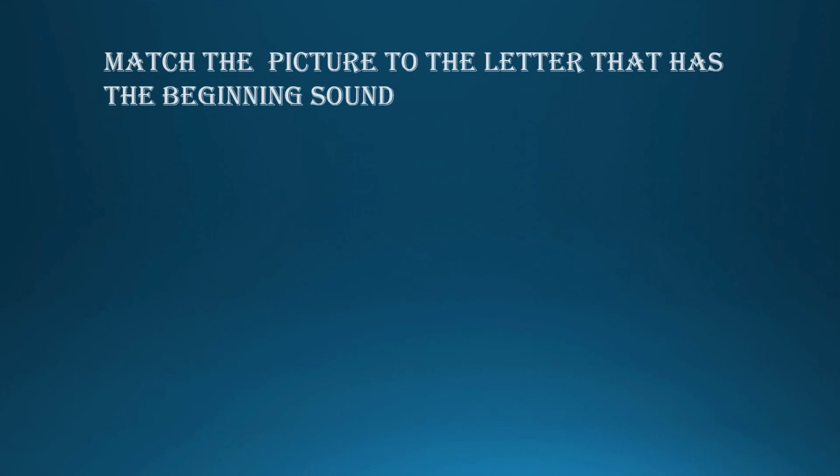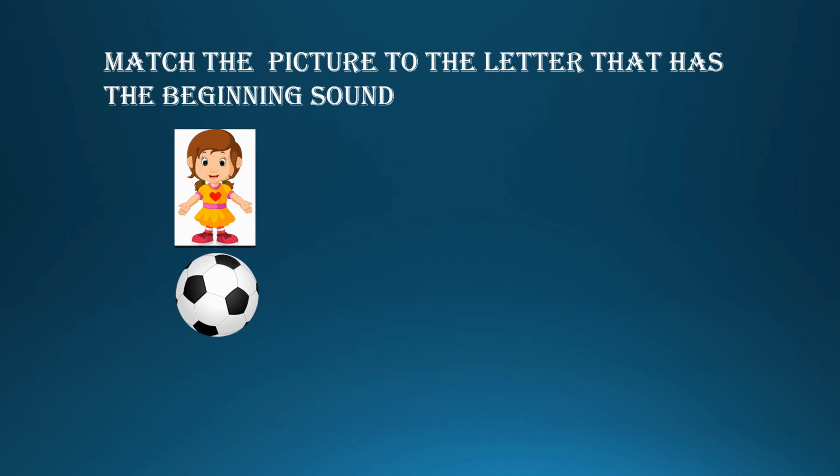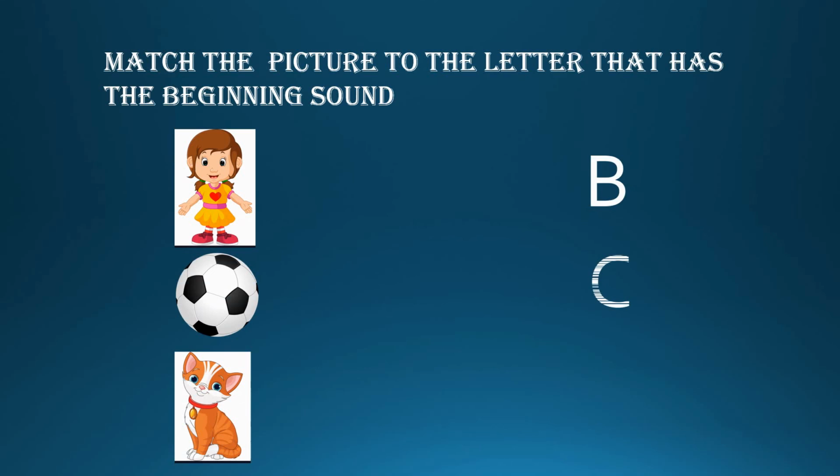Here again, you have to match with the correct pictures and the letter. So the first picture is girl. It starts with the letter G and the sound is G. G. So we have to match it. Second picture is B. Ball. And third picture is K. K. Cat. So children, you have understood now the beginning sound of the letter and you have matched it correctly.